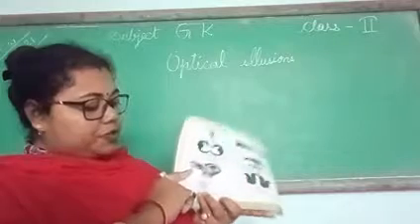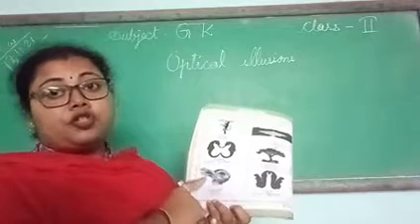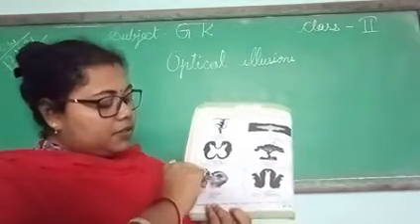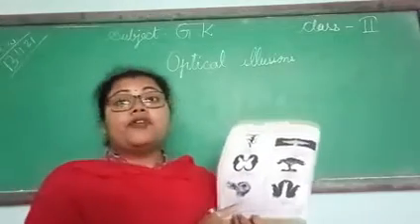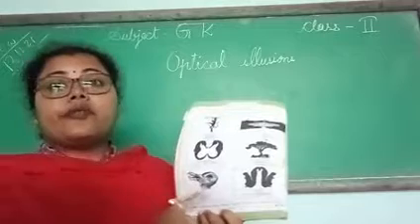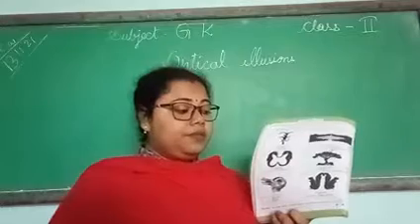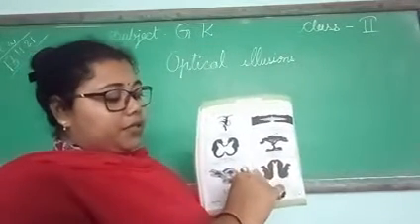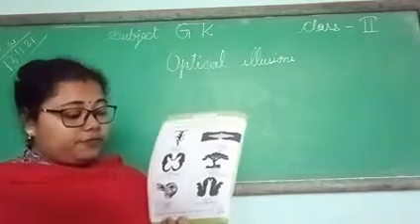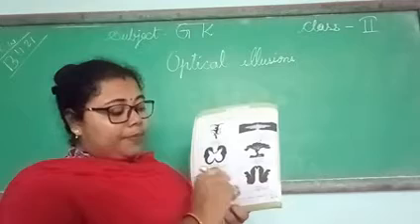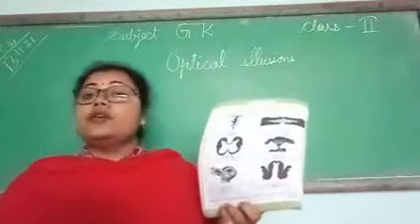Next, see this picture. If you see from this side, this is a picture of a duck. Now see from this side. You will see this is a picture of a rabbit. What is it? Rabbit. And last one, number 6. If you see the white part, it is a picture of a giraffe. And if you see the black part, there is a picture of two squirrels.